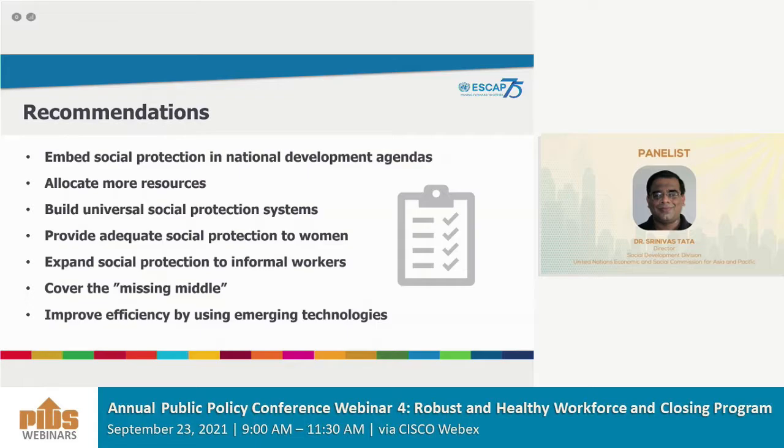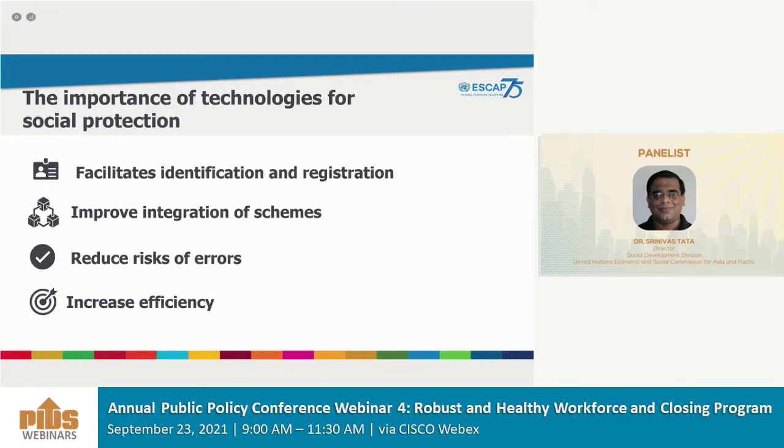Fifth, the missing middle needs to be covered. The income of this group of workers often disqualifies them from poverty-targeted, non-contributory schemes. At the same time, they do not participate in contributory schemes due to the informal nature of the work. So we need to integrate in a complementary manner both the contributory and non-contributory schemes. Of course, new technologies must create major opportunities to improve the design and delivery of social protection schemes. You know that these have been used for identification and registration, improving integration, reducing risks of errors, and increasing efficiency.